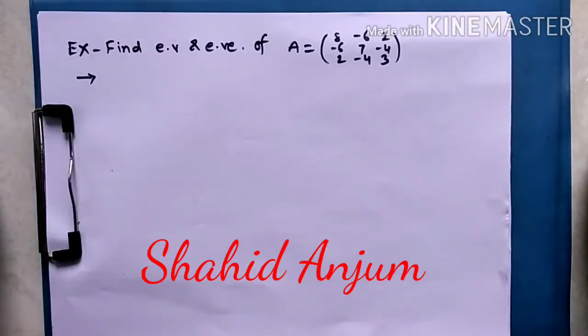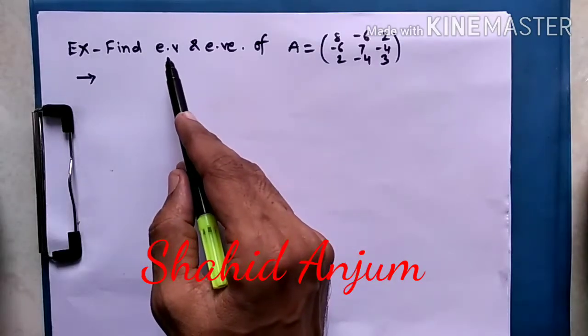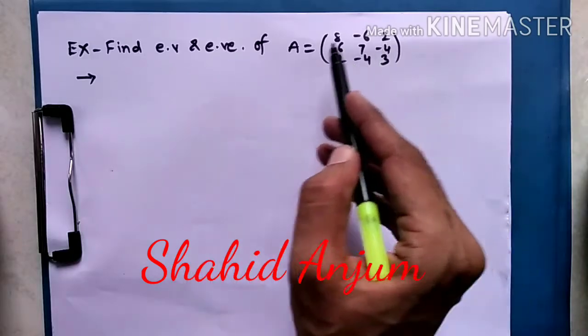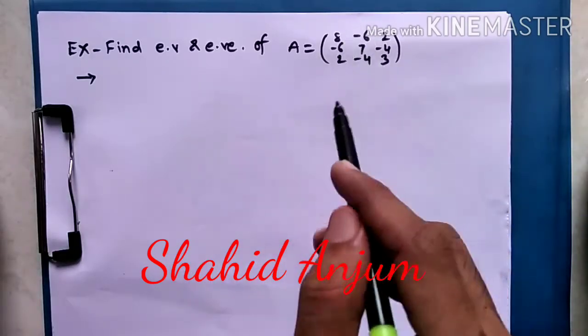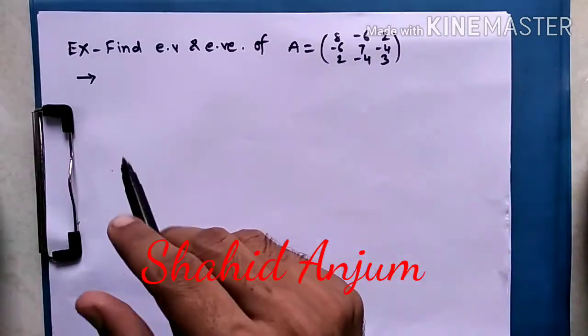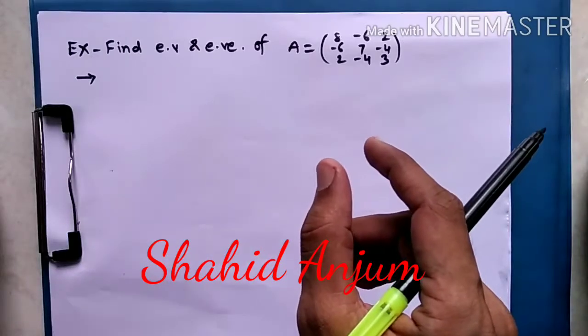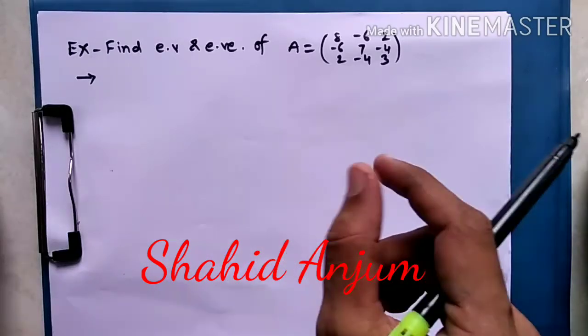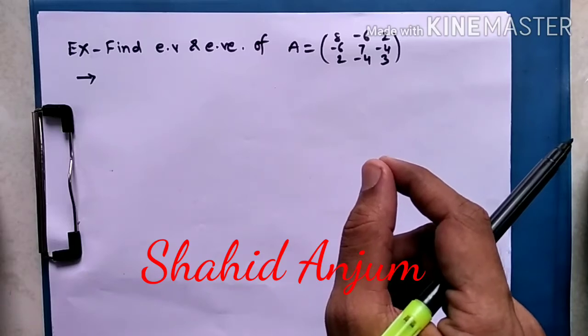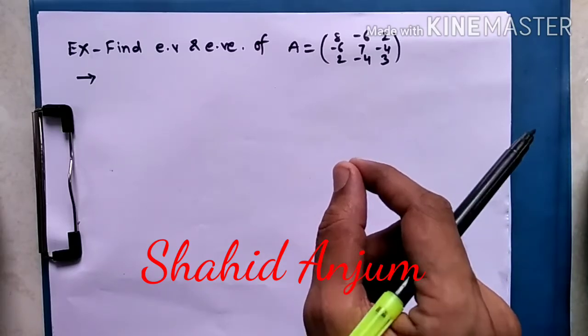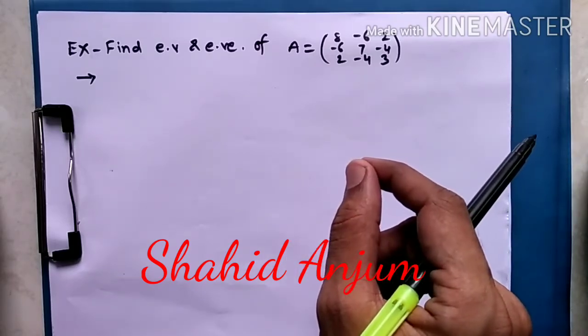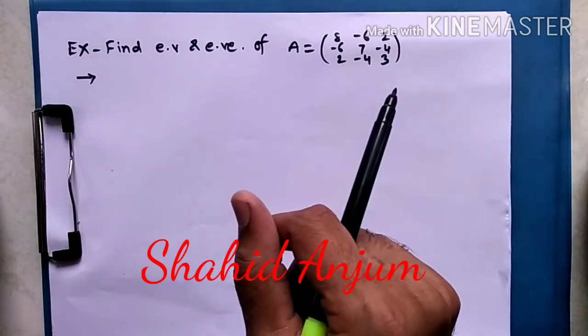Hello students, in today's lecture we will discuss how to find eigenvalues and eigenvectors for a given matrix. See the question: to find eigenvalues and eigenvectors for this 3 by 3 matrix. So what will be the procedure to solve such problems? We will start with solving the characteristic equation, which will give us the required eigenvalues, and then corresponding to each eigenvalue we can find the eigenvectors.